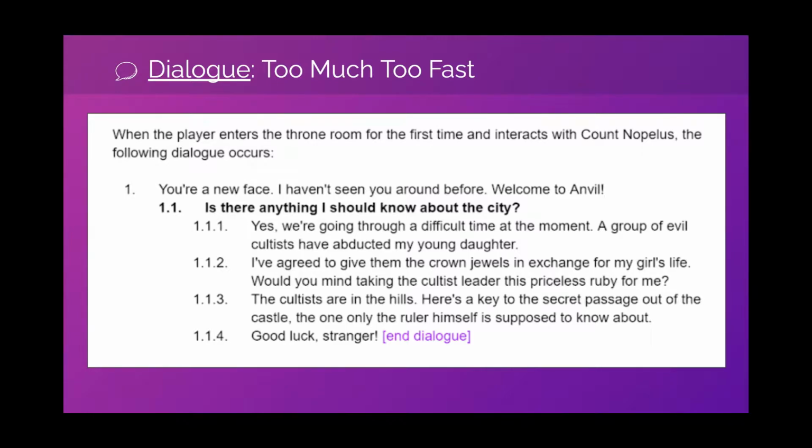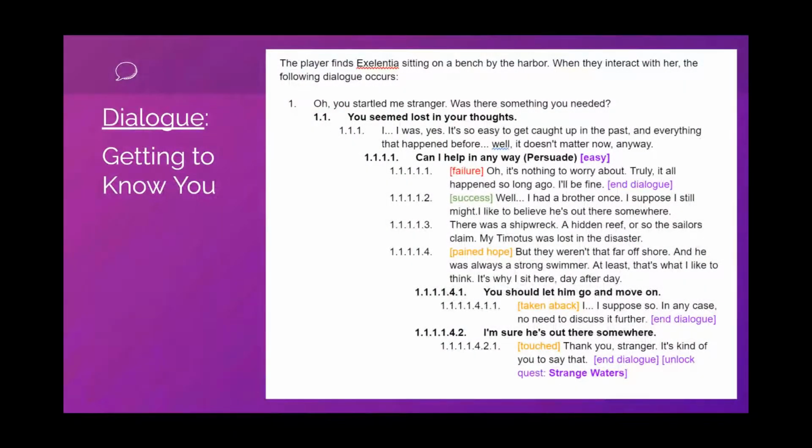This isn't to say that you couldn't have a quest like this. This would be a fun quest. But you have to have established a relationship before you can be asked something really important. So here's a way to fix that with a different example.